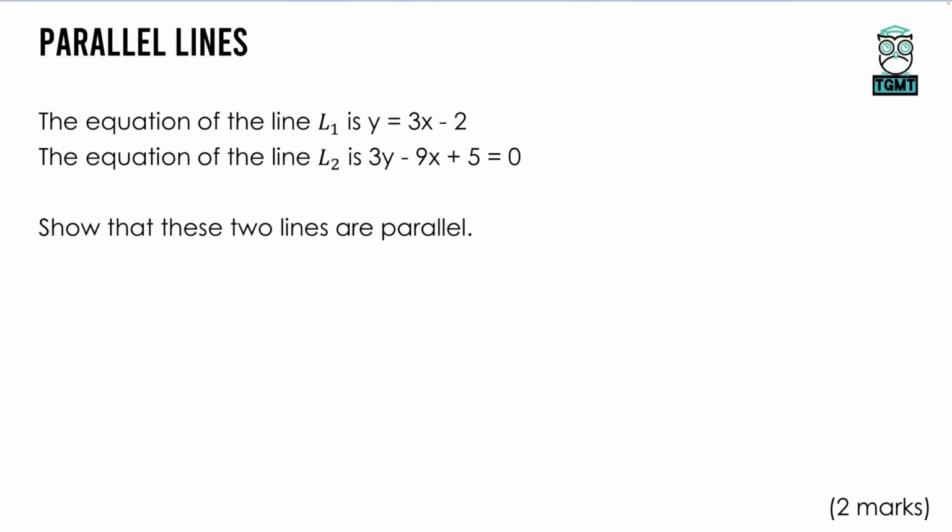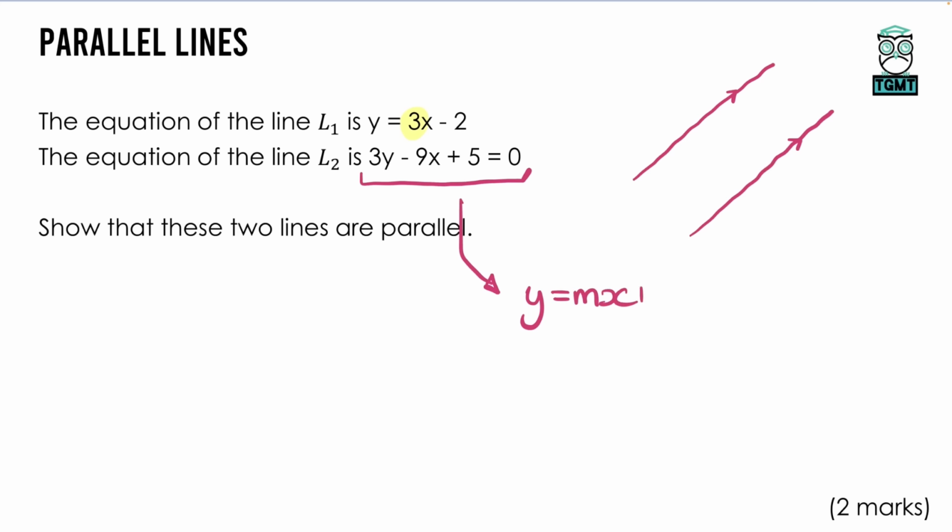Now with parallel lines, if we're asked to show that lines are parallel, then we just want to compare the gradient. When lines are parallel, it just means that they're going in the same direction and therefore have the same gradient. Now the first line equation that we've called L1 has a gradient of 3. But this second line equation is not in the form y equals mx plus c. So we want to get it in this form. At the moment, it's not, so we need to move the pieces around so it is in that form.